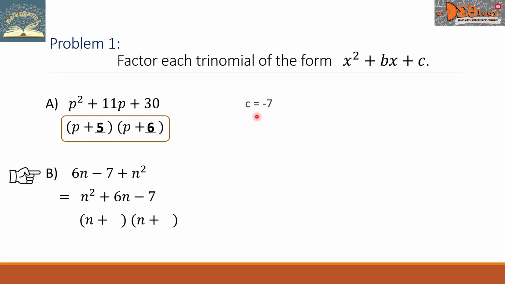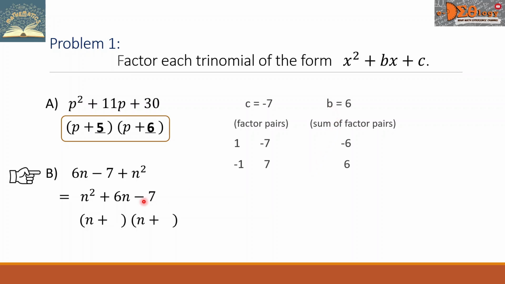We collect the value of c, that is a constant, the negative 7. Now we are going to write the factor pairs for this negative 7. Since this is negative, the factors must be of opposite signs. So we have 1 and negative 7, and then negative 1 and positive 7. Then, taking the sum of factor pairs, we have here negative 6 and positive 6 respectively.